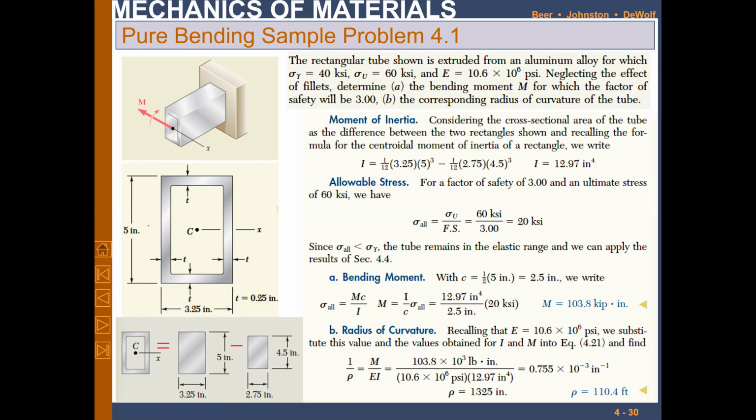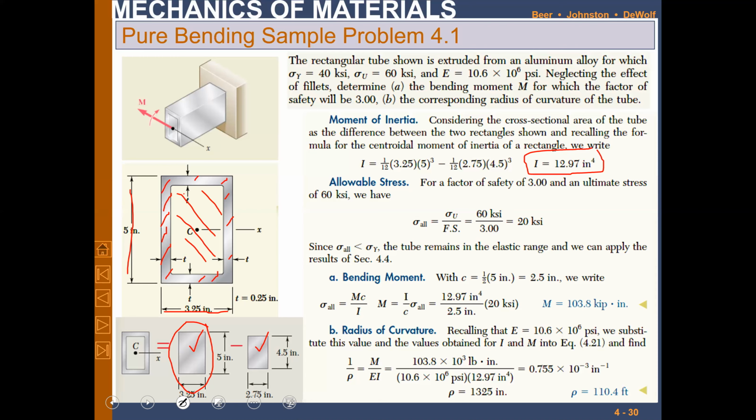Okay, fine. How do we calculate I? This is the shape for which we want to calculate I. Since it is a rectangle, we take the external rectangle, 3.25 by 5, minus the area of this inner rectangle, 2.75 by 1.45. Using the same expression, I is 1 over 12 of this minus 1 over 12 of this, so we get I for this hollow tube with a rectangular cross section, right?